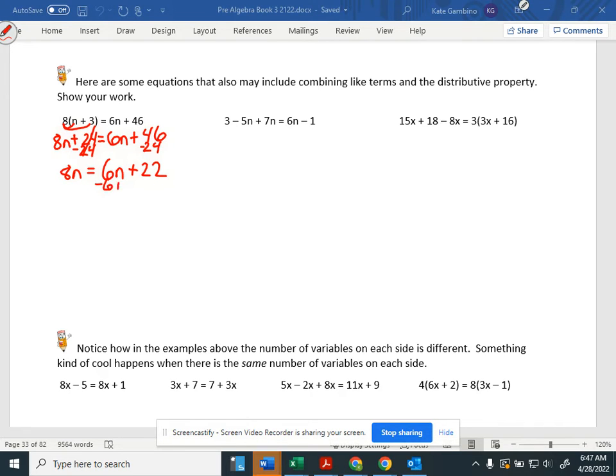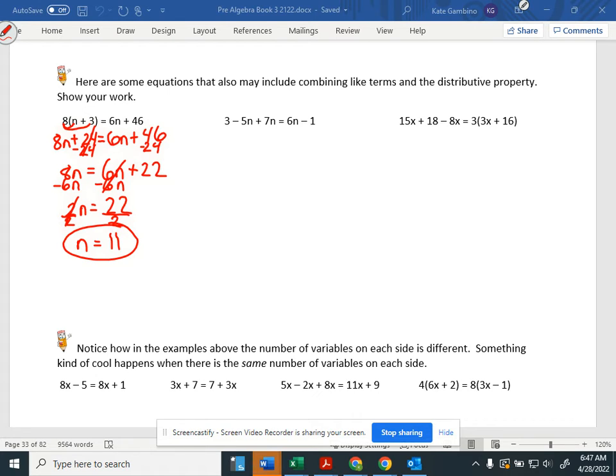Now I'm going to subtract out my 6n. So 8n minus 6n is 2n. 6n minus 6n cancels out, plus my 22. So now I'm down to just my n. So 2 divided by 2 is 1. 22 divided by 2 is 11. And you can go back and plug that 11 in, and you'll see that it is the correct answer.